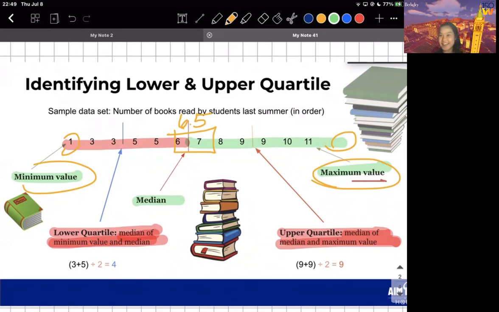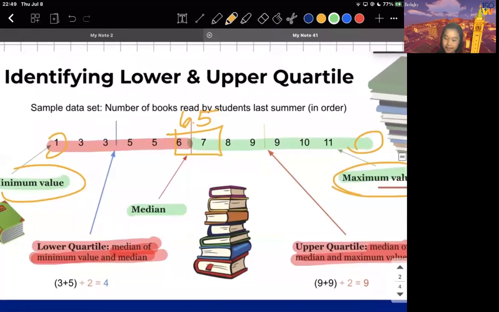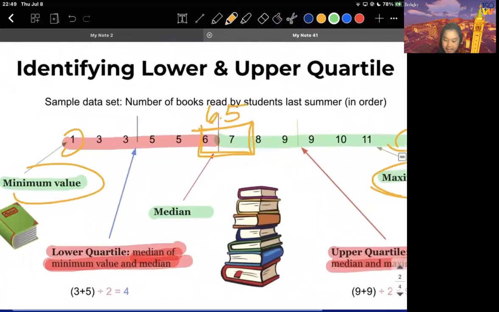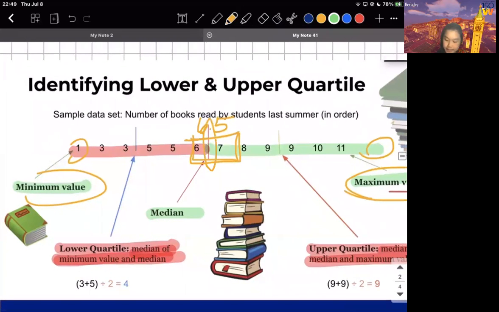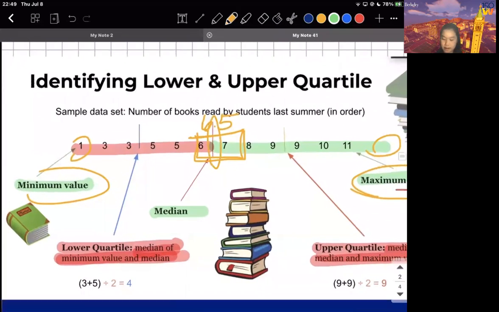Sorry, that was a very redundant explanation. But yeah, we found the median by taking these two numbers and finding the average of them, which was 6.5. So that's why our middle is here between these two numbers.